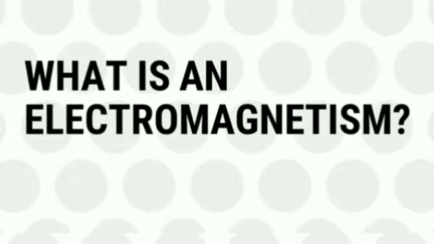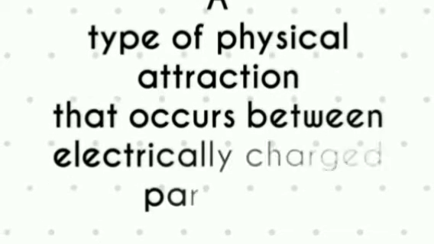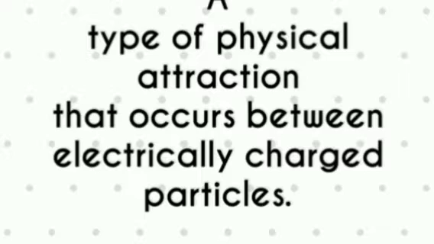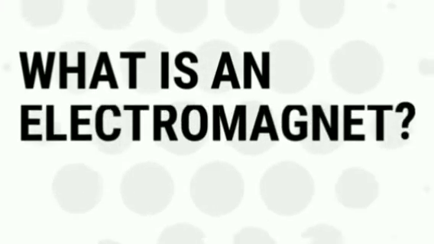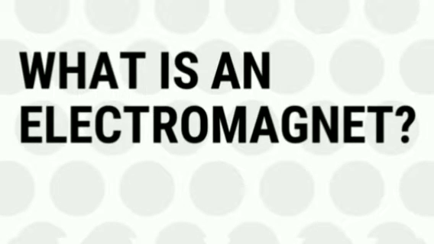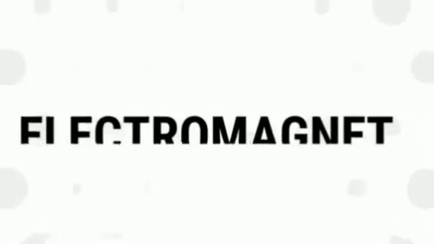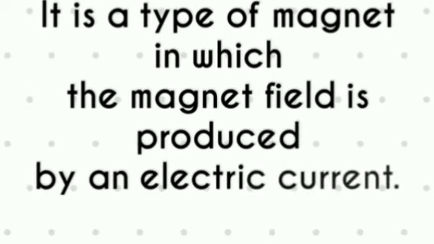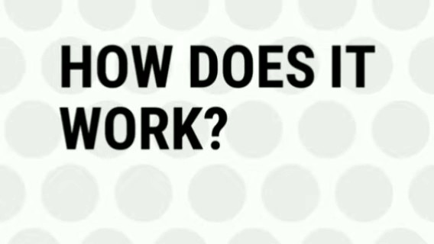What is electromagnetism? A type of physical attraction that occurs between electrically charged particles. What is an electromagnet? It is a type of magnet in which the magnetic field is produced by an electric current. How does it work?